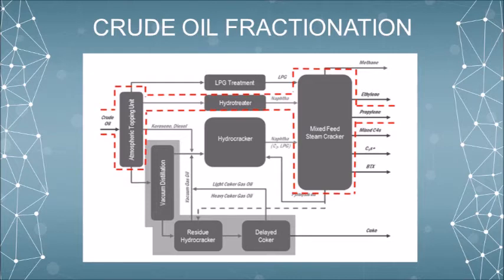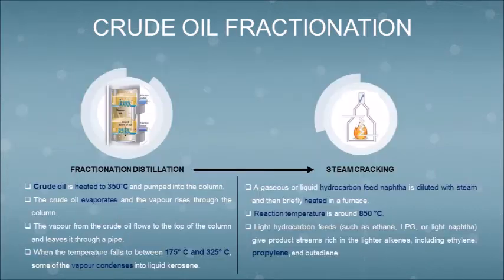As you can see here, the crude oil that enters the atmospheric topping unit will be fractionated into the product at different temperatures. At a temperature of 350 degrees Celsius, the crude oil is heated and pumped into the column. The crude oil will evaporate and the vapor rises through the column. The vapor flows to the top of the column and leaves it through a pipe. When the temperature falls between 175 degrees Celsius and 325 degrees Celsius, some of the vapor will condense into liquid kerosene.